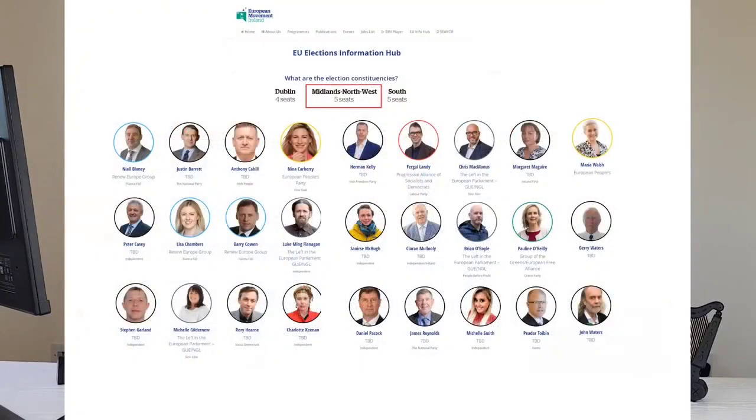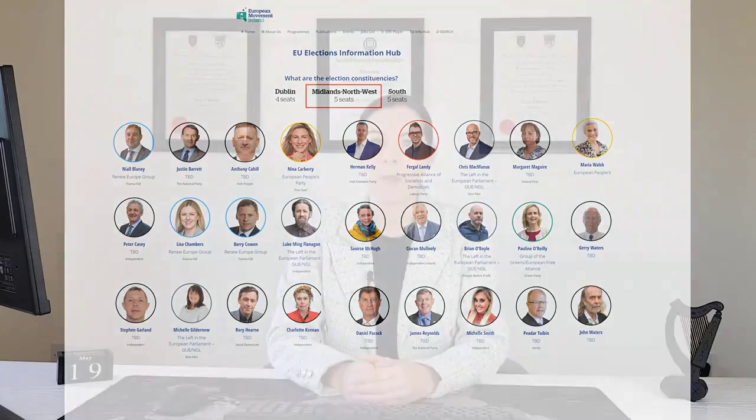To explain the different methods of voting, I'm going to use voting in the European elections in the Midlands North West constituency as an example. So in this constituency, there are 5 seats that need to be filled, with 27 candidates running. The question that many people ask is whether you should give all 27 candidates a ranking. The first point to note is that regardless of whether you just give a vote to 1, 2 or 3 candidates, 5 seats must be filled.